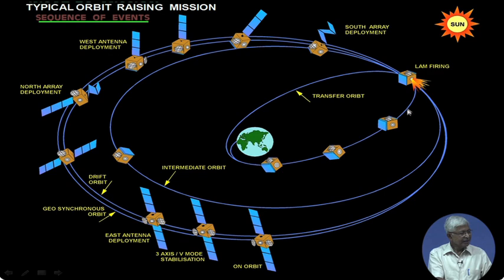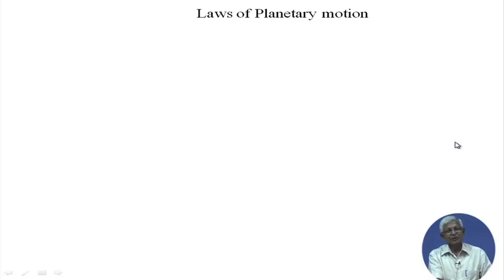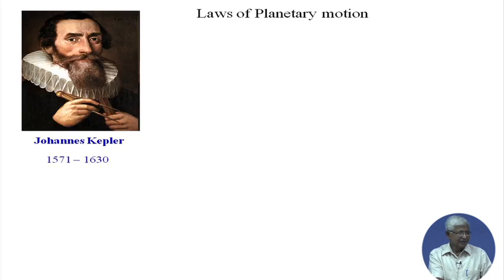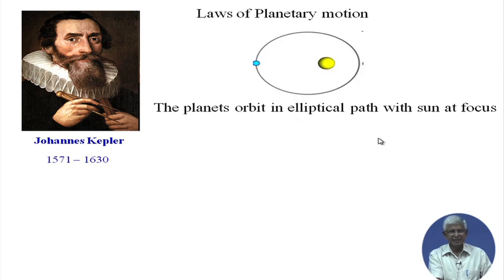Now, at each of these positions, the satellite attains certain velocity, certain height, and it takes some time to orbit. Let us recollect from our school days the laws of planetary motion, which were initially stated by Johannes Kepler, and all of you are familiar with that. So we need not go into detail, just to recollect the things. This is a natural law. What Kepler stated is that the planets orbit in an elliptical path with the sun at one of the foci. Here is a sketch of that. It is a natural force.